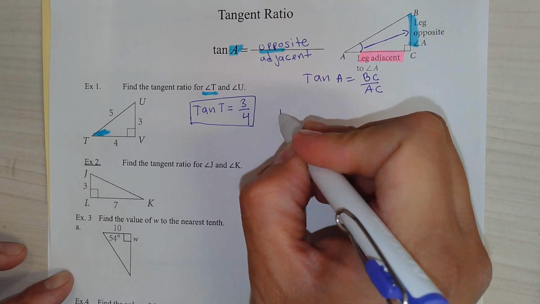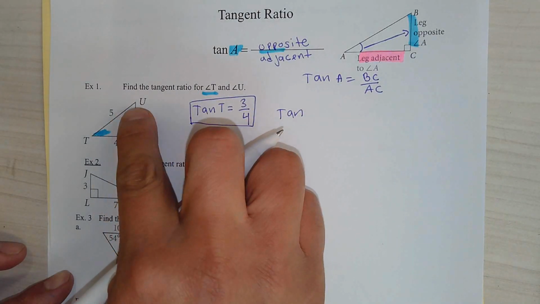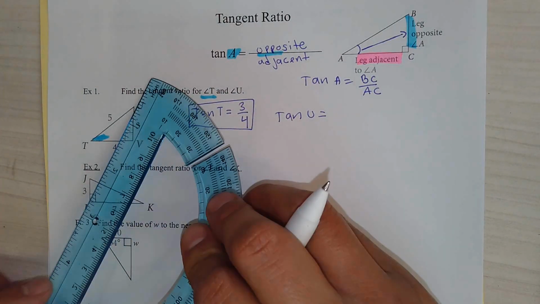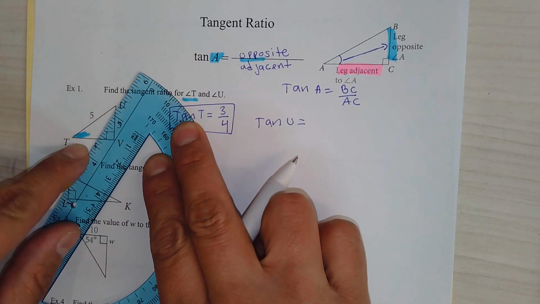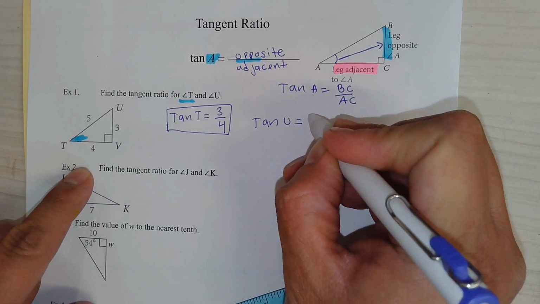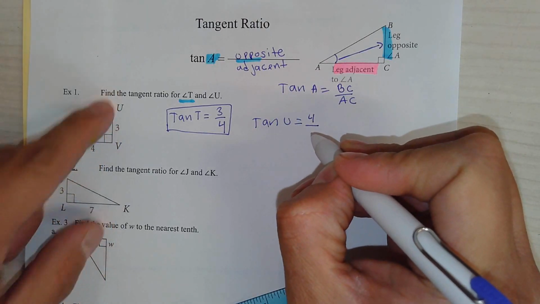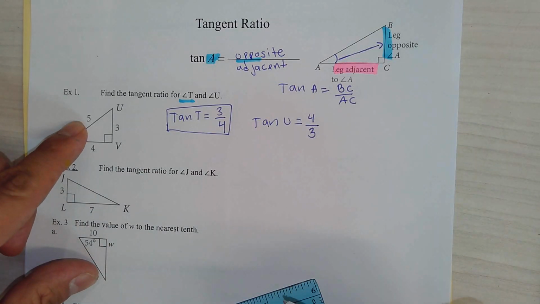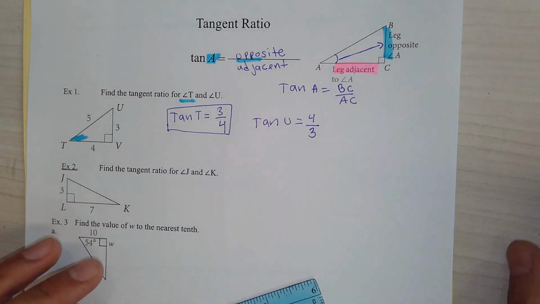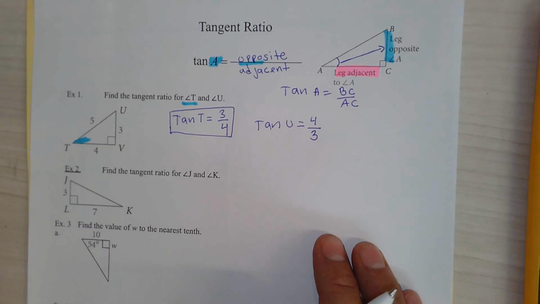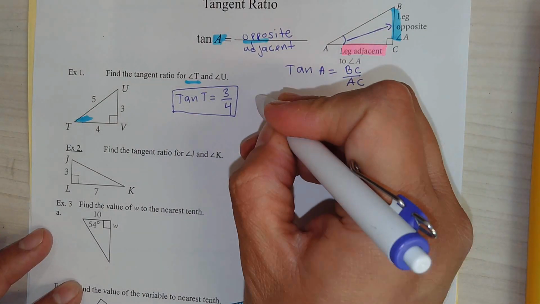And now we're going to do tangent of U. Well, now the opposite is going to change, right? So we look directly across from U, and that will give us 4. So then tangent of U will be opposite, which will be 4, over adjacent. We don't need the hypotenuse in this one. That'll be for the other trigonometric functions, which are sine and cosine. Okay, so box the answers.